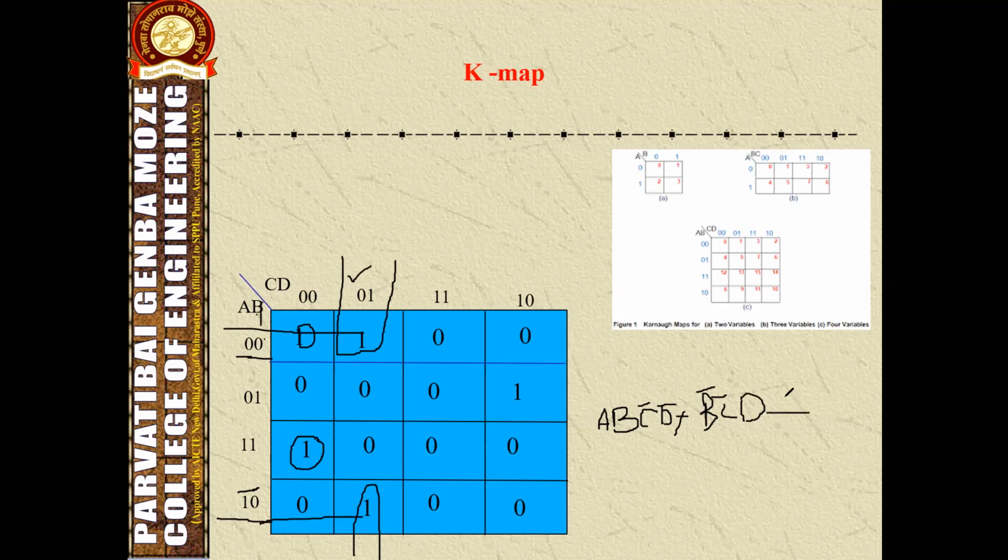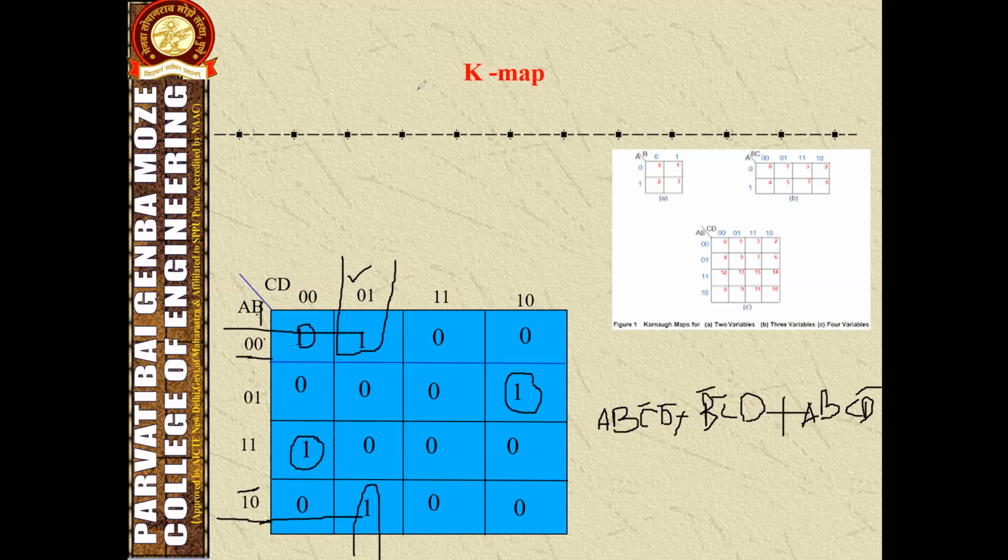Then we have to add. Then there is no neighboring cell having the value 1, so I am grouping this single cell, single 1, as a group. So simply considering the value, which row is that? That is AB and C, D bar. This is the simplified expression for that.